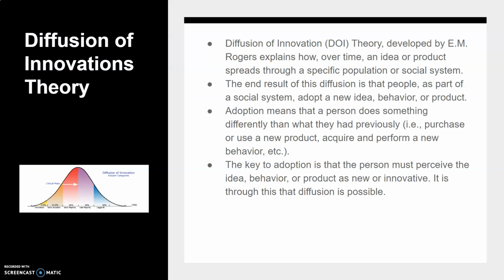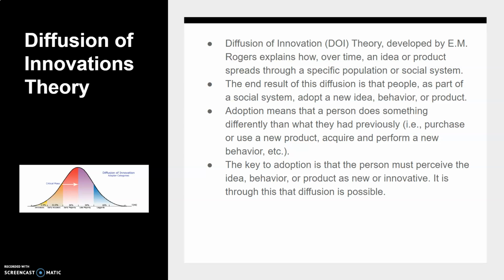So first, let me just go quickly through the diffusion of innovations theory by Rogers. And what he does is, in this theory, he explains how over a period of time, an idea or product spreads through a specific population or social system. The end result of this diffusion is that people, as part of a social system, adopt a new idea, behavior, or product.